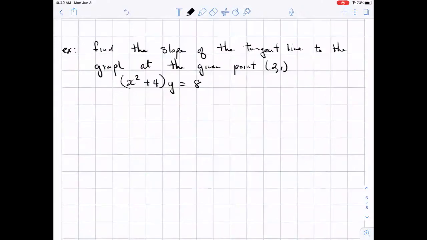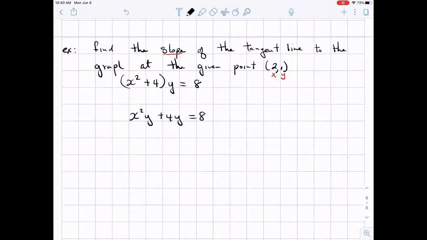So here's another example where you're asked to find the slope of a tangent line to the graph at some given point. So you're given a point, so you have an x and a y, right? Now we know find the slope means we have to take the derivative of this. So if you look at this, you could distribute y. This is the same as x squared y plus 4y is equal to 8.